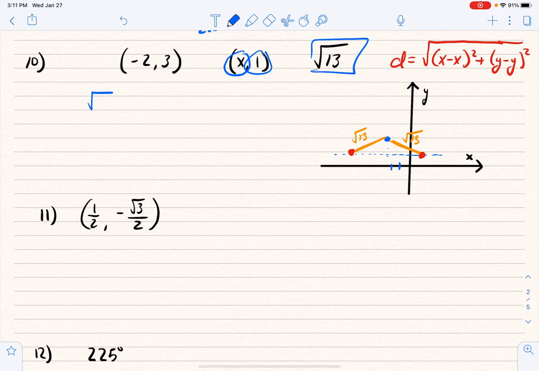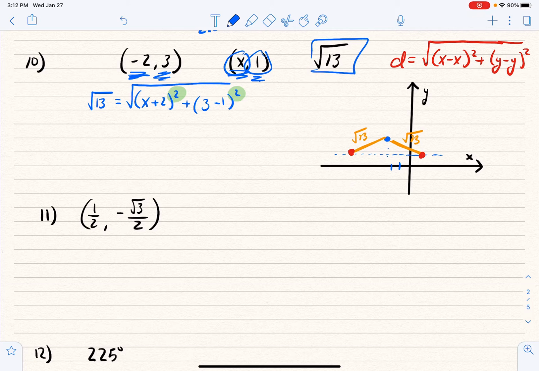We're told the distance, the square root of 13, is equal to the square root of, let's do the difference of the x's, x minus a negative 2, which would be x plus 2, squared, plus 3 minus 1, squared. Now, some people are going to freak out that I did x minus a negative 2, but then on this one I did 3 minus 1. The order doesn't matter because we're going to square things in the end. Order matters in subtraction because if you change the order, it changes the sign. But if we're going to square it, negative 4 times negative 4 is the same as 4 times 4, so it doesn't matter. All right.